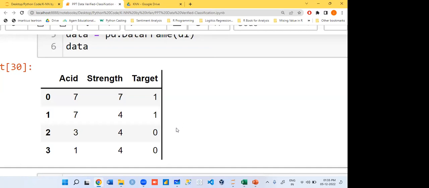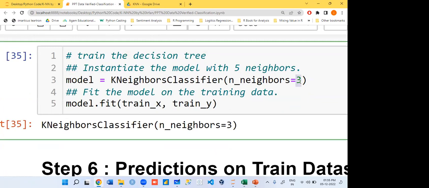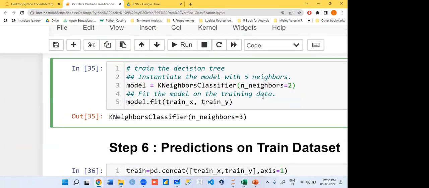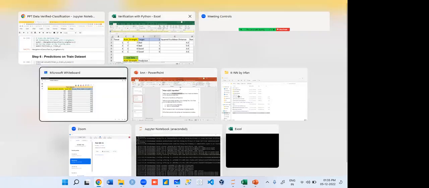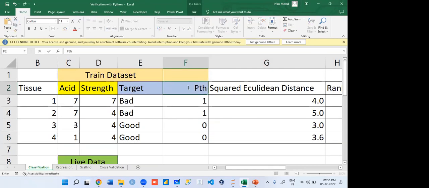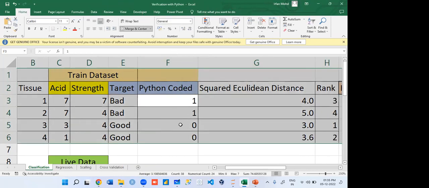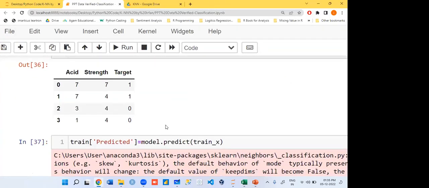Now, if I change the value of K to 2, tell me what should be the answer. See in your data. Good. To avoid confusion, guys, what is the coding for good? This is Python code, okay? Python coded. The answer should come as 0. Let me run this.